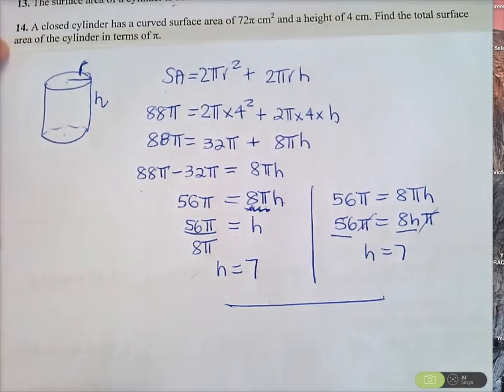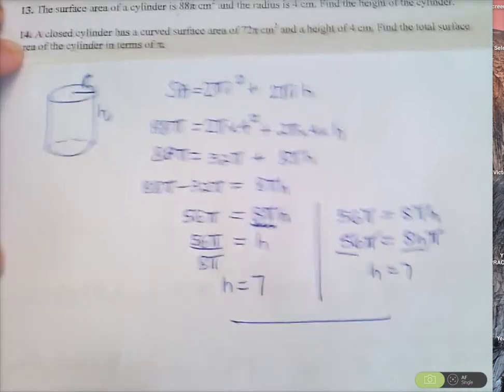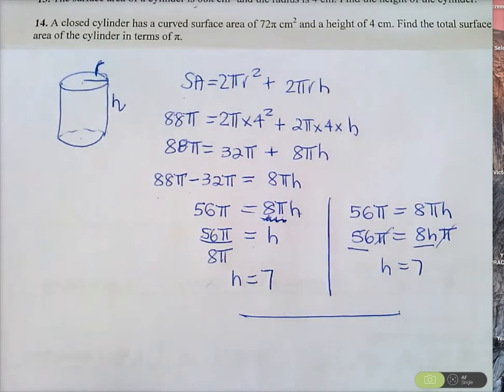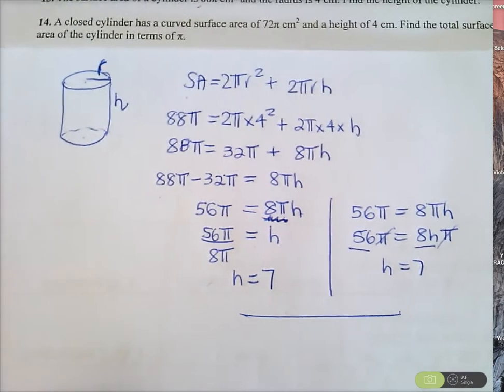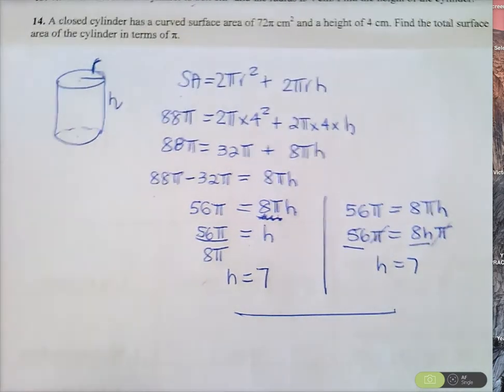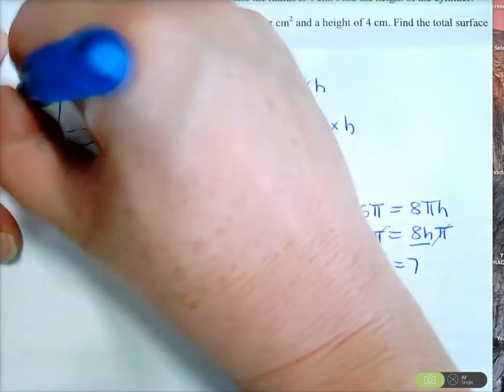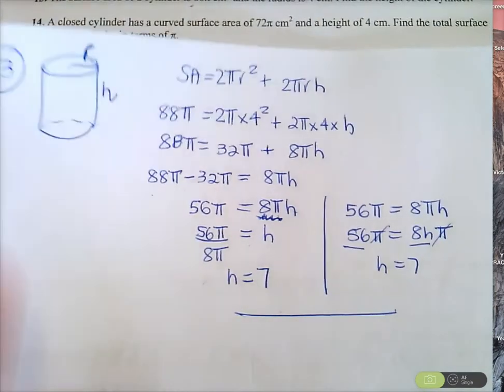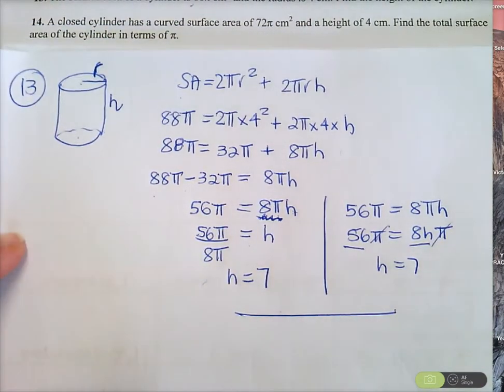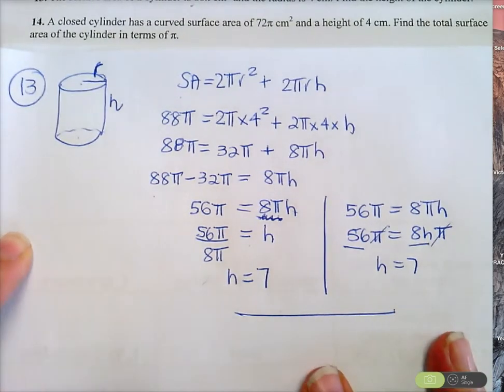Now for question 14. Similar question. It's a closed cylinder, but the curved surface is 72 pi and it has a height of 4. Do not even try and work out the total surface area, because you need to find something out first. I will only work with one part of the question first for question 14. So we're going to look at question 14. Girls, I wouldn't even worry about trying to answer the question. You're just going to find out the missing thing.